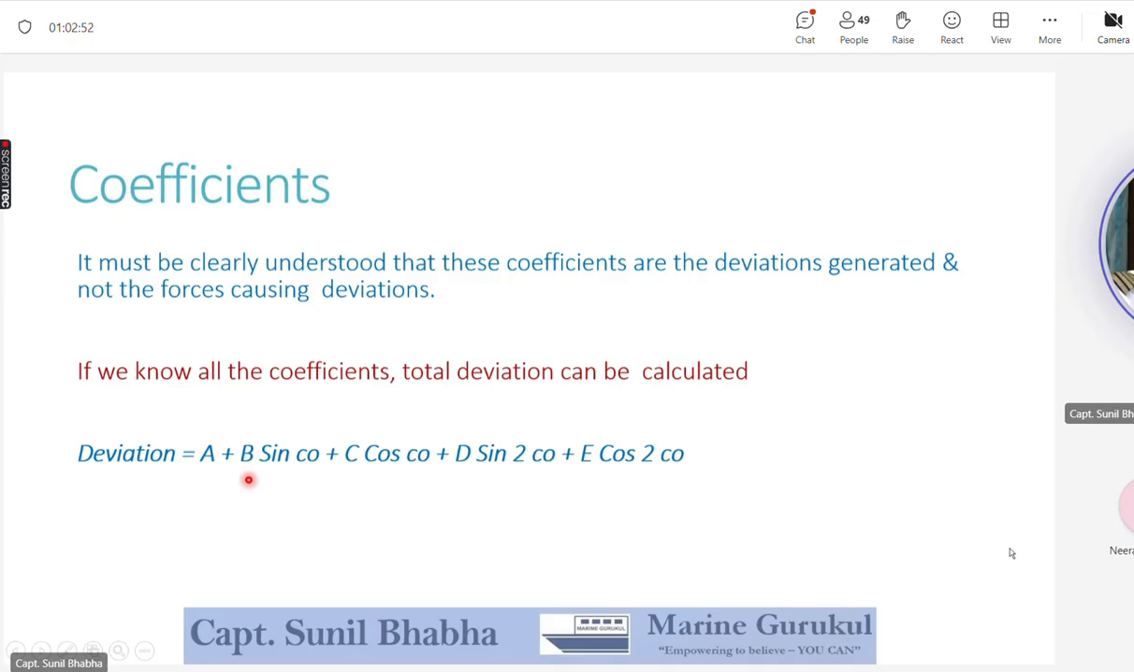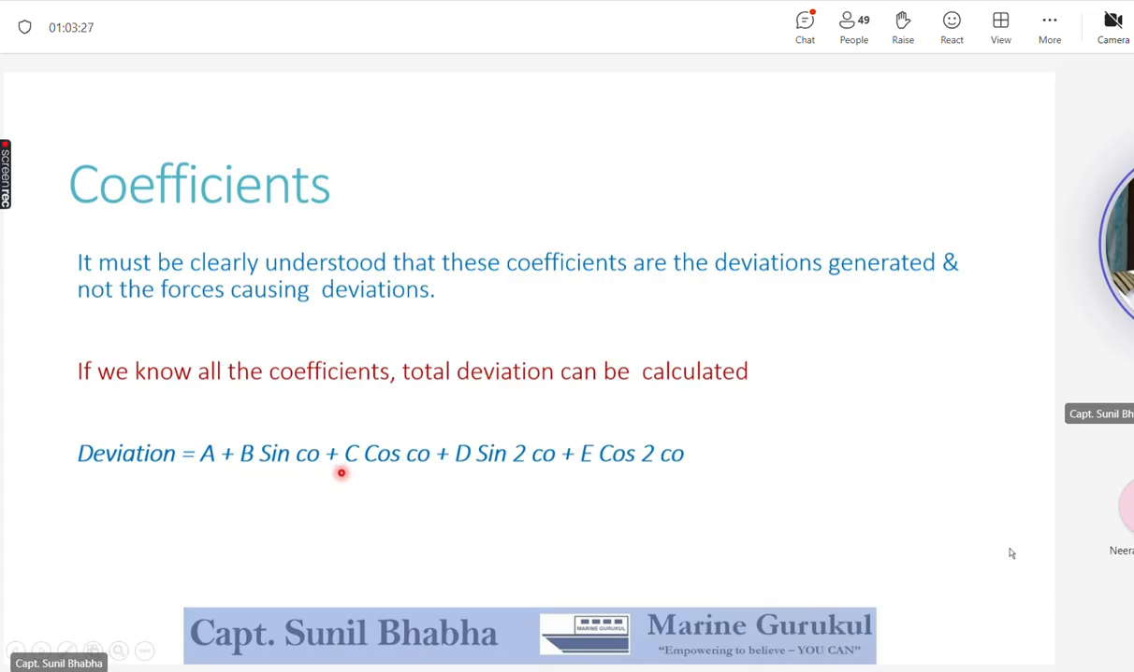In fact, also on southerly heading, sine 180 is also 0. So the contribution of coefficient B in the deviation is 0 on north and south headings, and its contribution in the deviation when the ship is on east or west heading is maximum. And the maximum value of this contribution to the deviation is also the value of coefficient B.